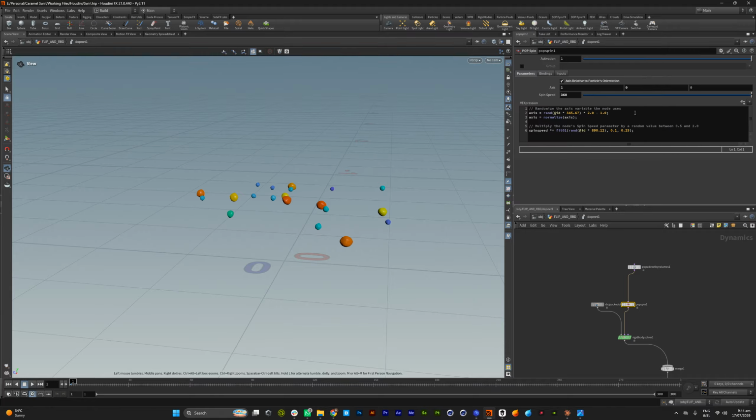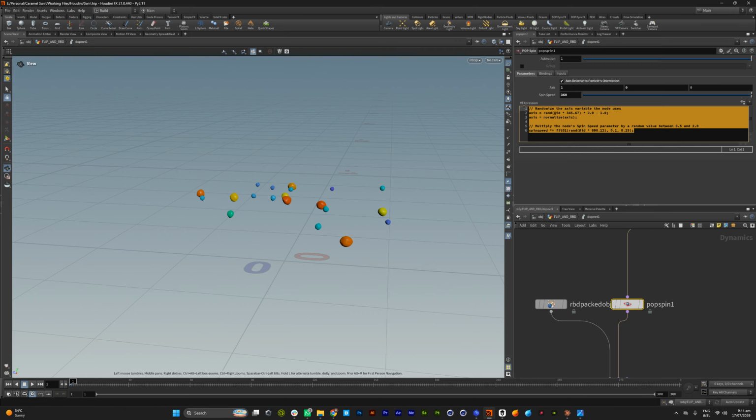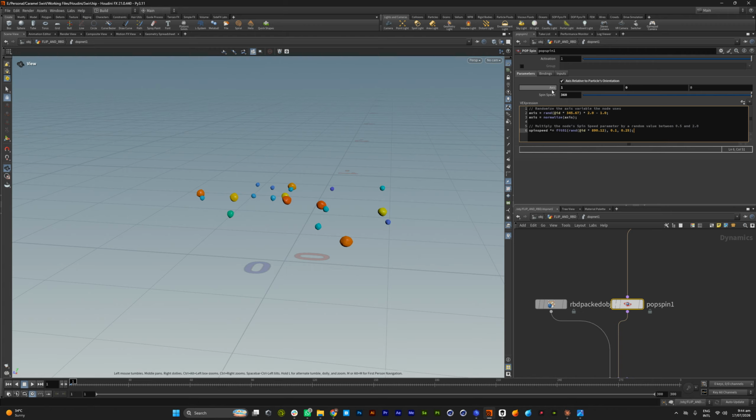And another thing that I did was that I added a pop spin node with this code that I just tried to write myself. This might look complicated. This really isn't. The only thing that I'm doing over here is I'm randomizing the axis, right? This attribute over here. I'm just randomizing that axis data, and then I'm using that axis data to just sort of alter my spin speed.